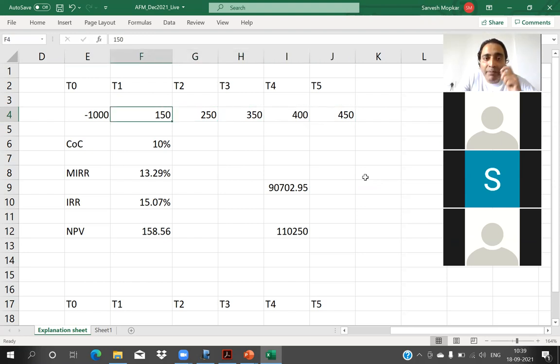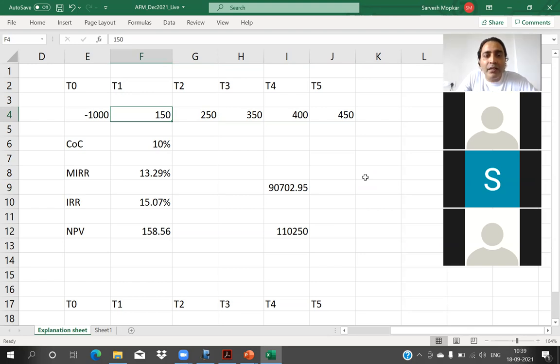So pehla sawal aapke man mein yehi aana chahiye, jo Shakti ke man mein aaya tha, ki are these inflation adjusted? Are you going to give me $150 in my hands? Or is this project going to give me $150 in my hands after 1 year? Or am I going to receive the benefit equivalent to $150 after 1 year? That means what is being asked is $150 a real cash flow or a nominal cash flow?